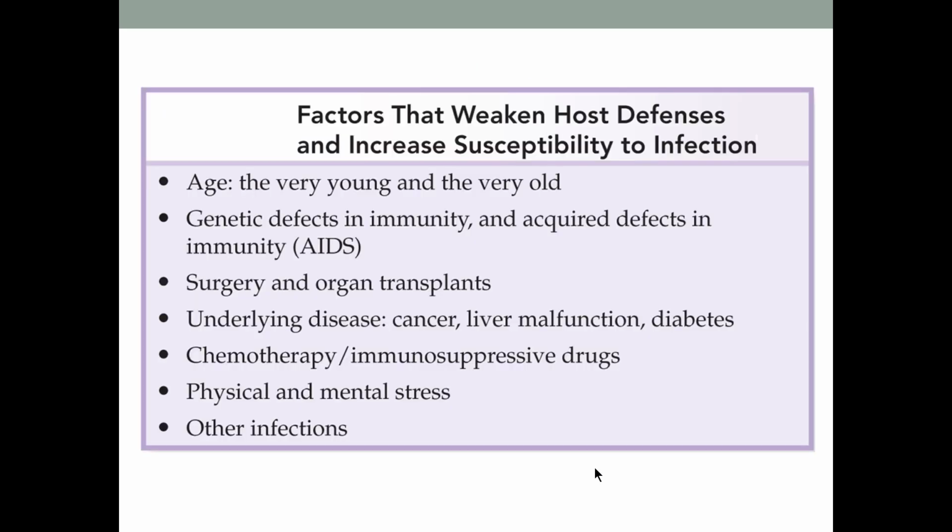So here's another list of factors that can weaken the defenses. When you're looking at the specific aspect of having a weak immune system, you look at age, when you're young and old, and genetic defects that are acquired, such as AIDS, which is caused by the HIV virus. If you're a surgery transplant patient, you take immunosuppressant drugs, and that makes you immunosuppressed because you're trying to keep the body from rejecting the organ, for example. And there's another series of examples here as well.